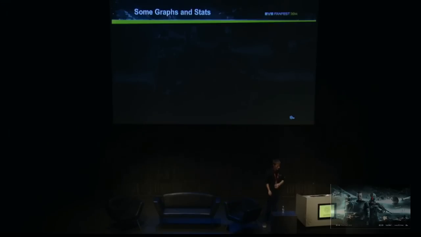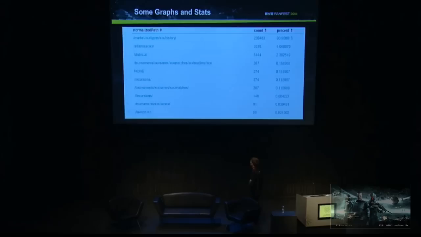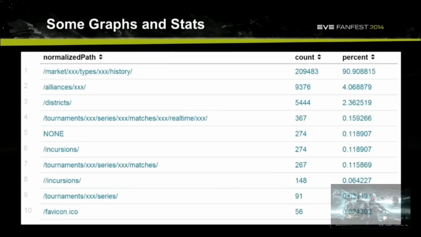And I don't have nearly as many graphs for public CREST as I do for the EVE API, but we have this one, which just shows you where the usage on the API is coming from, which is almost entirely on one endpoint. This is a 24-hour period of time, is what this should have been.